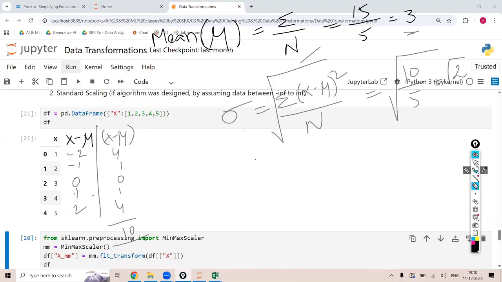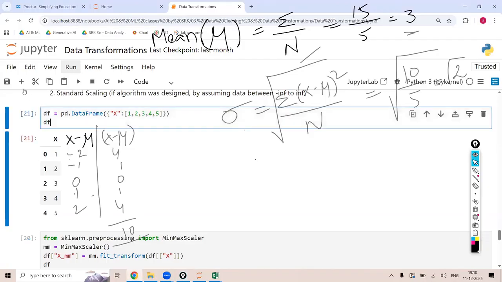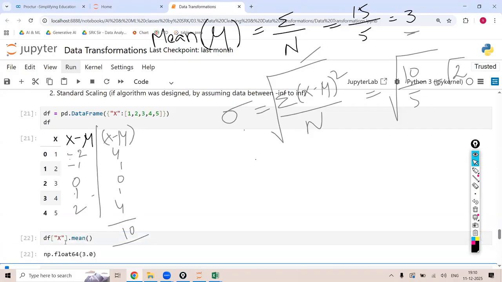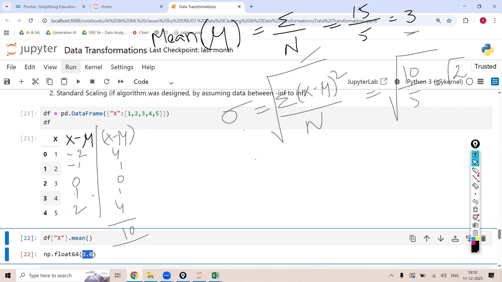Sir, is there any function available in Python? Yes, we have the function. What is the function? df['x'].mean() will give the mean value. What is the mean value here? 3.0. That is 3, the mean.